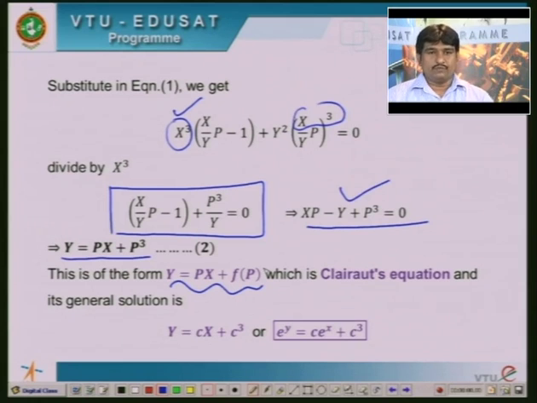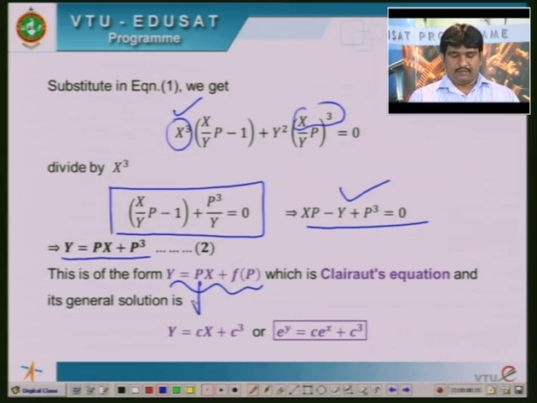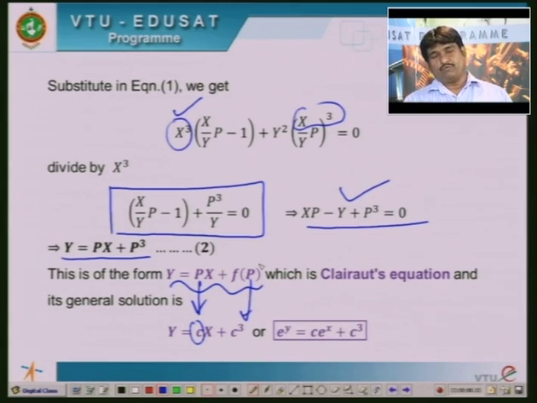Now the general solution of this equation is simple. Just replace the derivative p by arbitrary constant c. So the general solution in terms of new variables is capital Y equals c into capital X plus c cube. Now convert it in terms of old variables. Capital Y is e to the power of y, that is equal to c into capital X, which is e to the power of x, plus c cube.